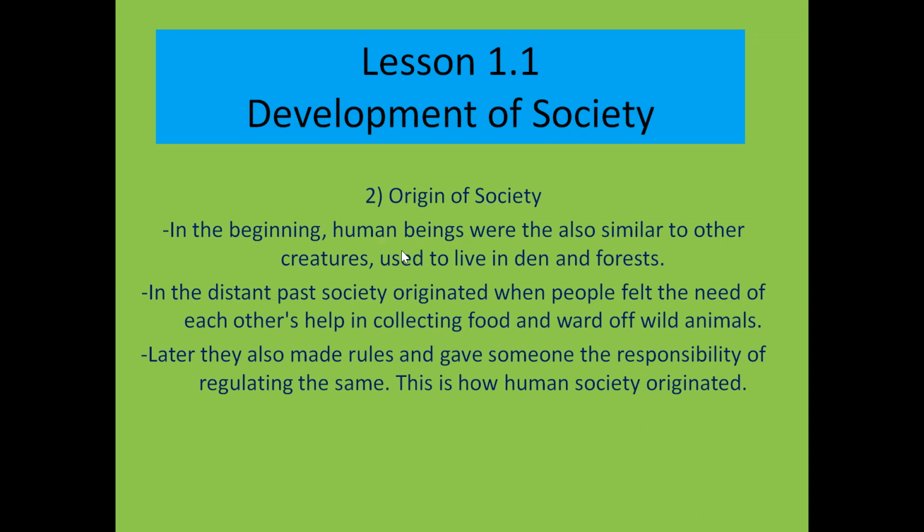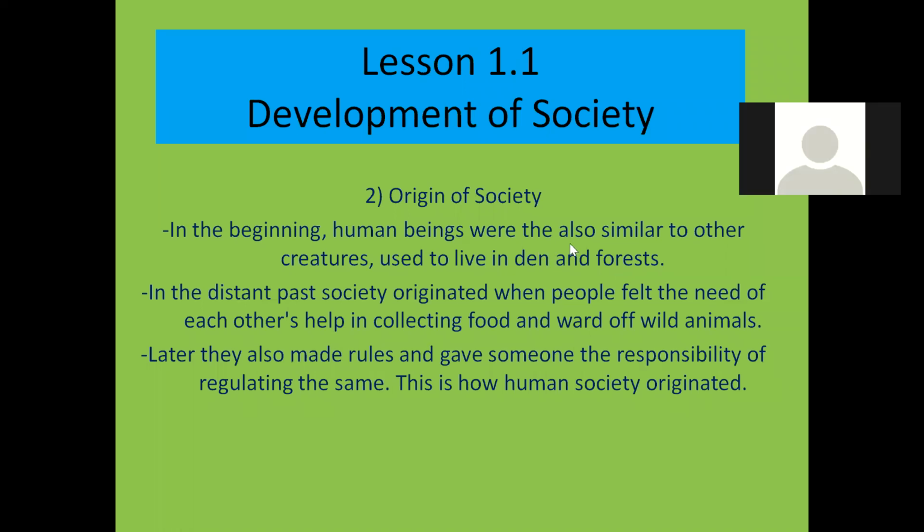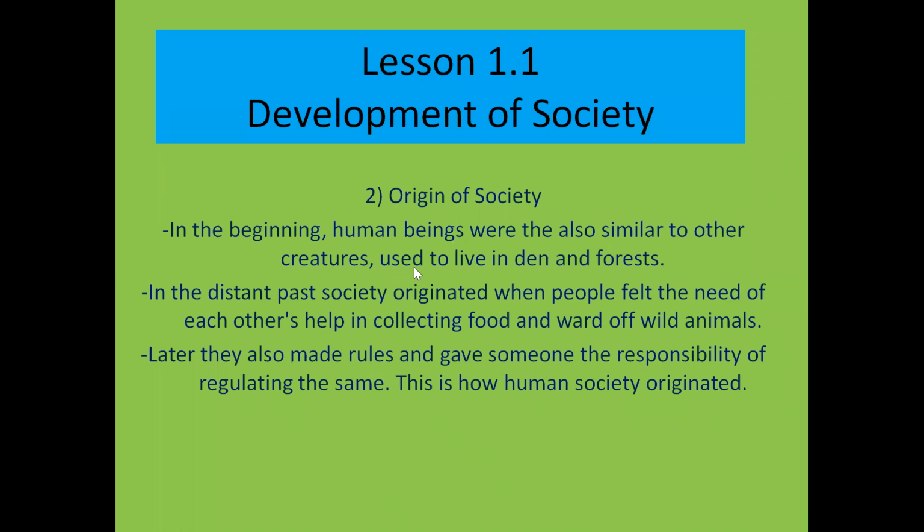In the beginning, what was there? Human beings, similar to other creatures, used to live in dens and forests. The first picture which I showed you before, as the first phase of development of society, belongs to these ideas. Human beings were similar to creatures. They used to live in dens and forests. Neither had they built homes, nor had they developed any idea to wear clothes. Yes, such a situation was there in the beginning.